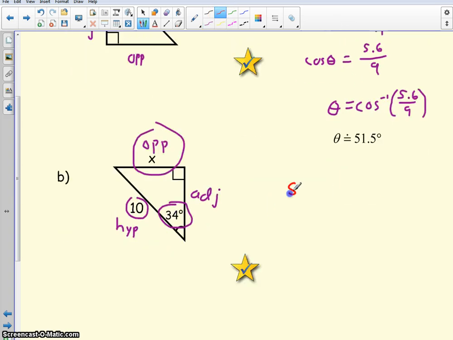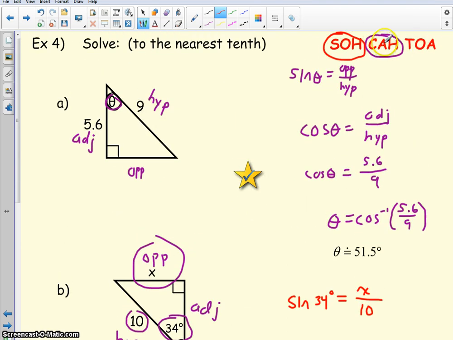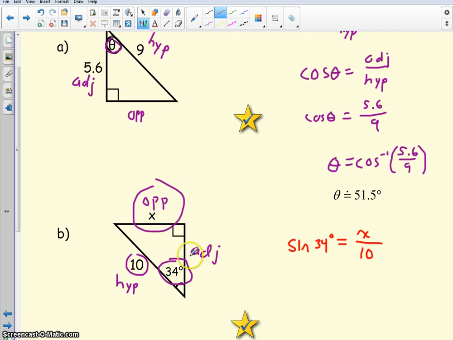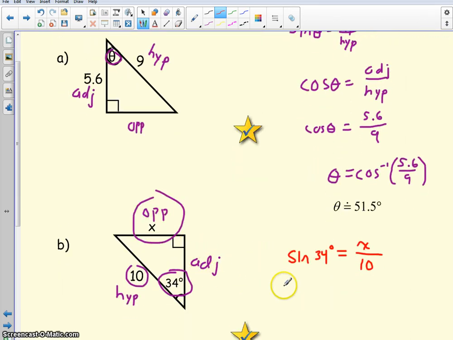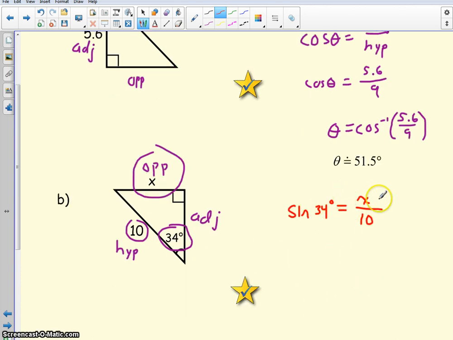Okay, so I'm going to use the fact that sine of 34 degrees is my opposite, which is x, over my hypotenuse, which is 10. And if I tried to choose any other ratio, I'd run into some problems here. If I tried to use cosine, cosine needs the adjacent, which doesn't help me because I don't have it. And tan also needs the adjacent, which I also don't have. So this is the only one that we can choose right now that will directly get us to the answer. So we have sine 34 degrees equals x over 10.